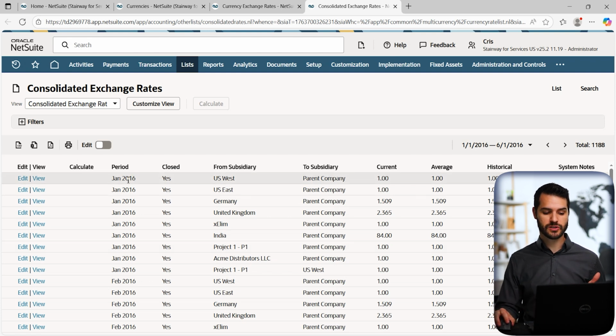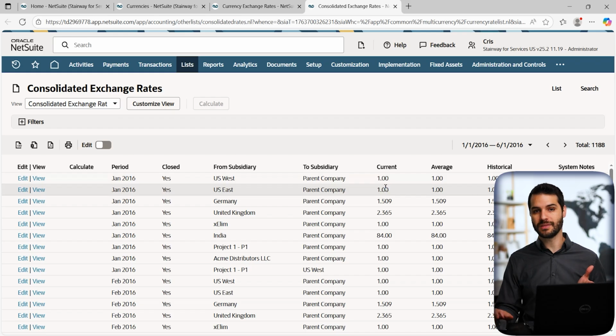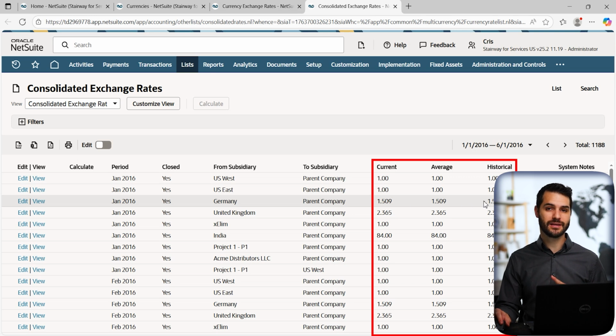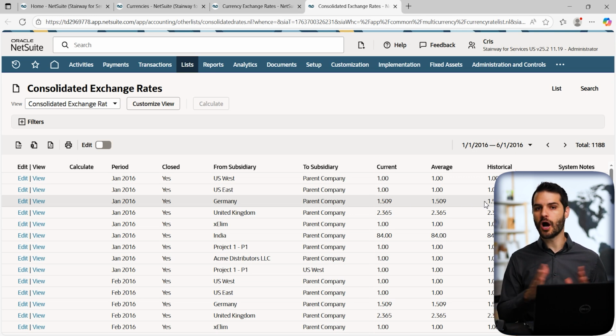So you can see for January 2016, US West and US East, notice compared to the parent company, their exchange rates were 1 because the parent company is USD and US West is USD. So they both have the same. There's no exchange rate to talk about. However, coming down here for January 2016, if we're in Germany, then the exchange rate, which would have been euros in that case, we've got 3 columns here. We've got current, average, and historical. Now in this case, they're all showing the same thing. That is not what you would normally have in a real account that is getting new updated exchange rates every day. Then these numbers would actually be different.